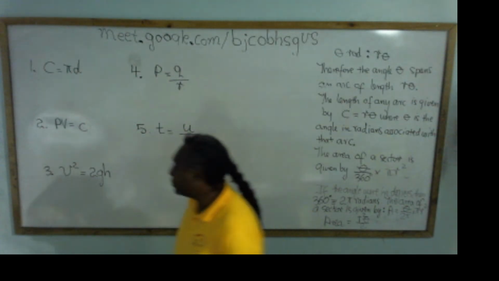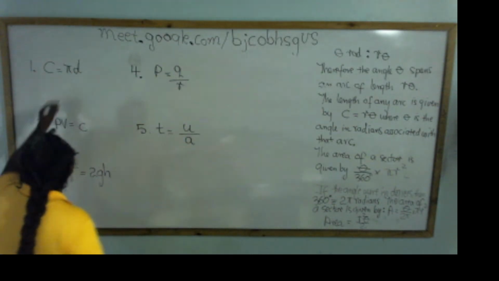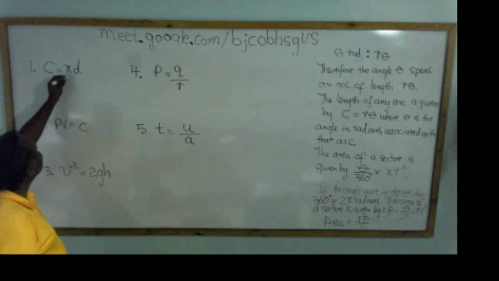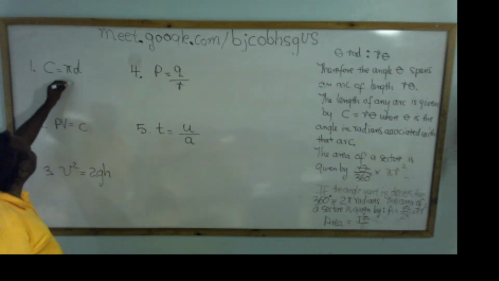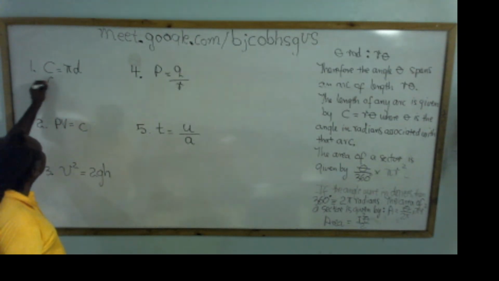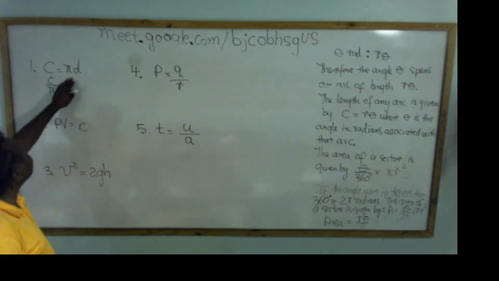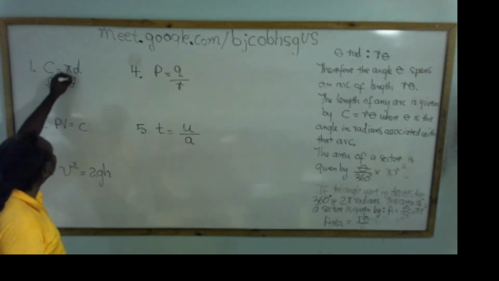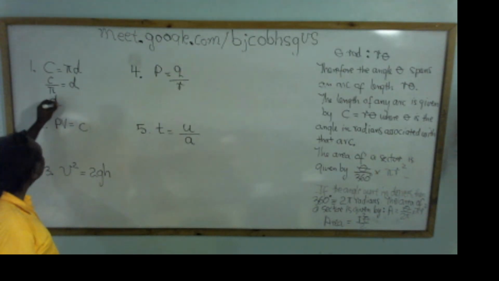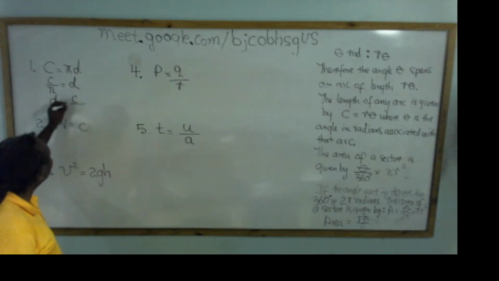So this is what we do. We divide by pi here, and the pi will be eliminated. And we balance the equation by dividing by pi also. So what we will have is c over pi when we divide by pi on the left-hand side. When we divide by pi on the right-hand side, it will be eliminated, and we have d. So d is equal to c over pi.